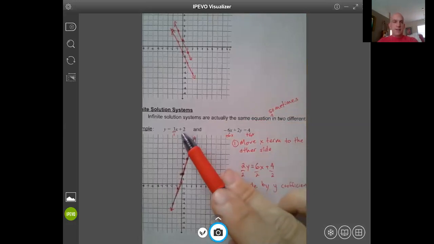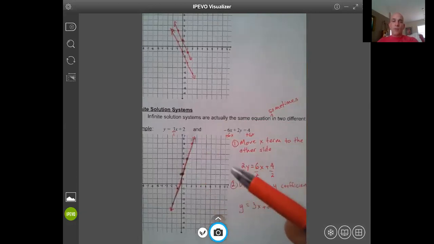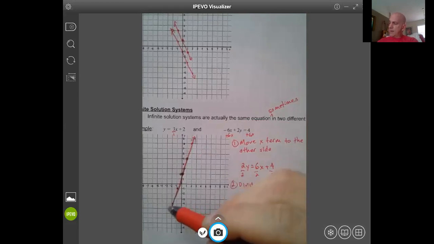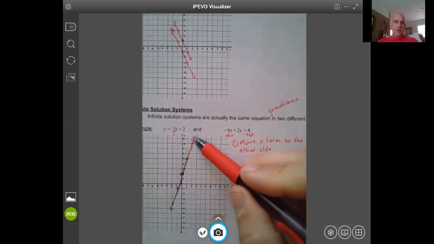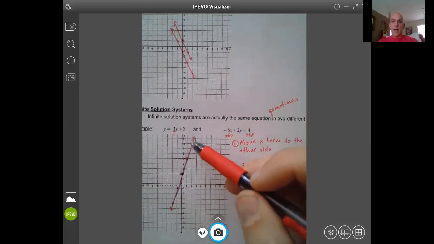Notice it's the exact same as that one now. If this had already been in the same form, I wouldn't need to have done any work. I could just say these are the same lines. They're going to graph right on top of each other, and that's what I did here. I did it in red for this one, and then I did it in pencil for this one. So you see they're right on top of each other. They never don't cross.